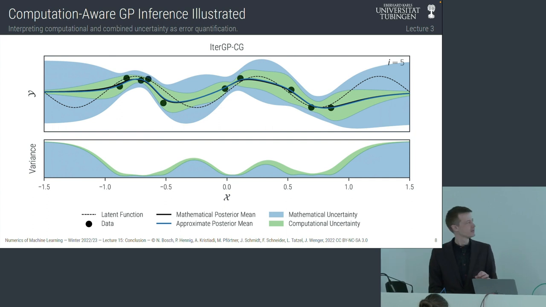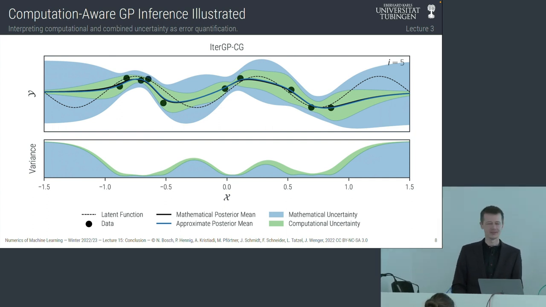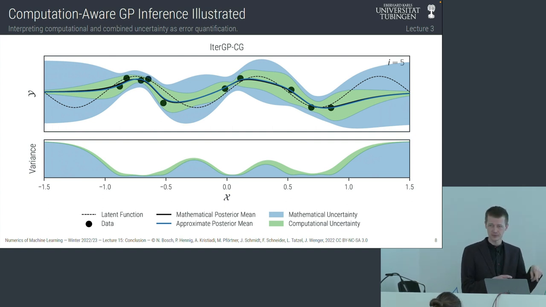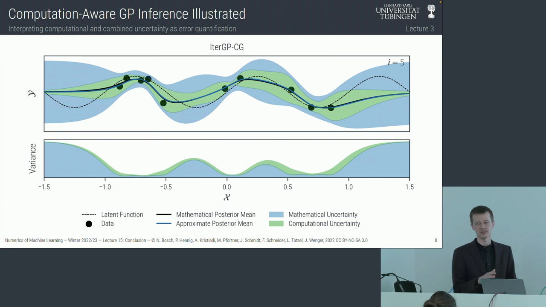So this is a good point. I said we can track both uncertainties. We can't track them individually. We can't track one and then the other one. But we can track both. We can track the sum of them, which is the sum of this green and the blue region. And if you want to know which of them is which, then you need to do a computation that's cubically expensive again.